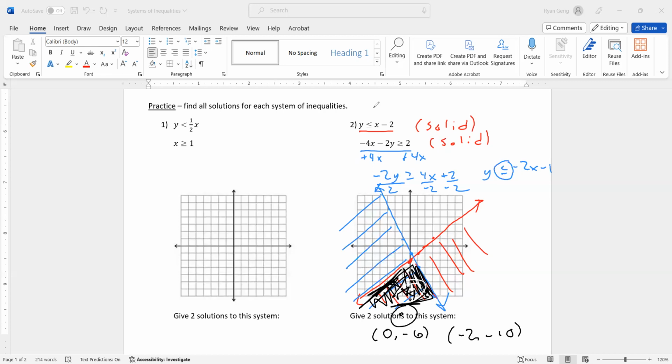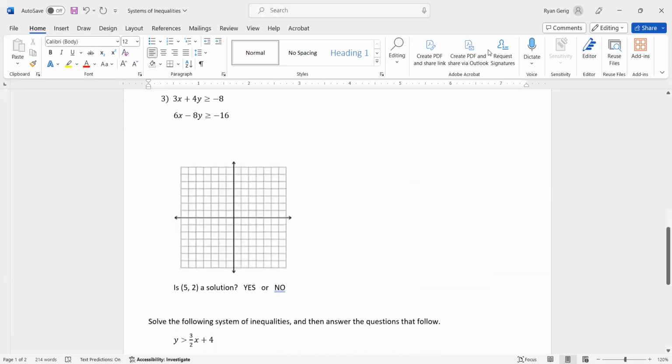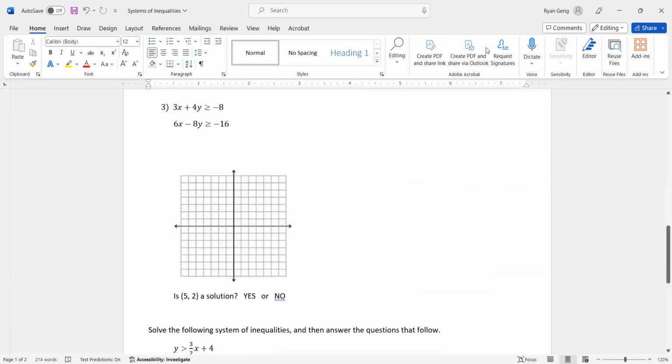Okay. A couple more on the back. A lot more space on this one. Go red and blue again. Again, both are going to be solid, but they're both in standard form. So we got to do some work on this one.